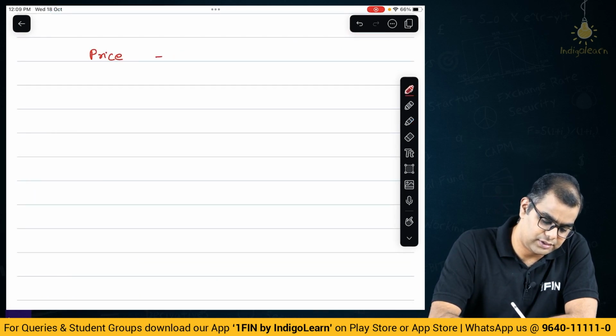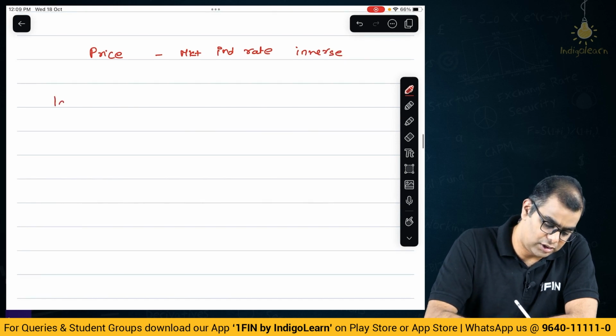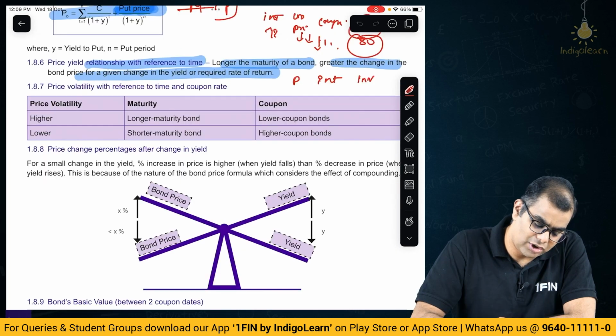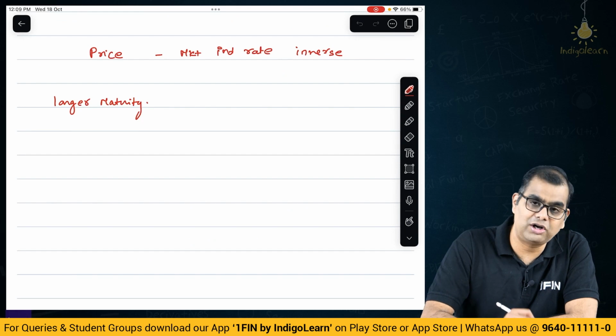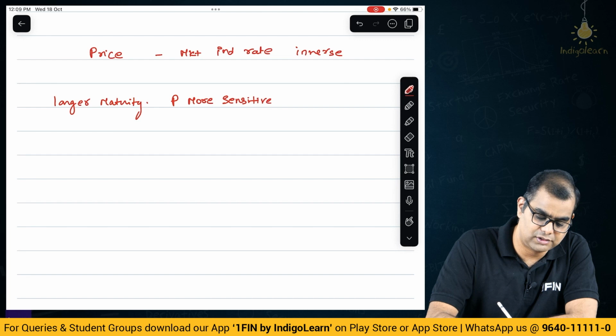Price and market interest rate, inverse. Correct? Here they are saying longer maturity, what is the exact wording? Longer the maturity of a bond, greater the change in the bond price for a given change in yield. Longer the maturity, price is more sensitive to yield changes.